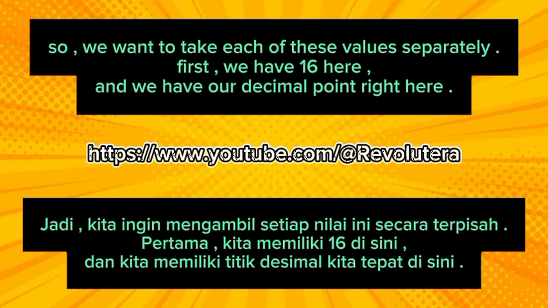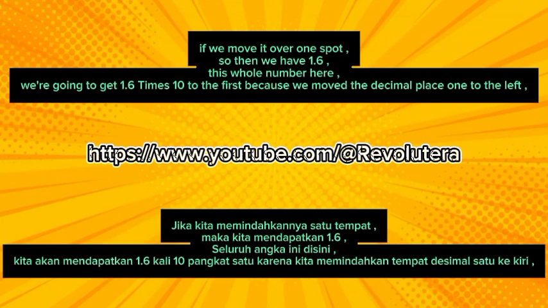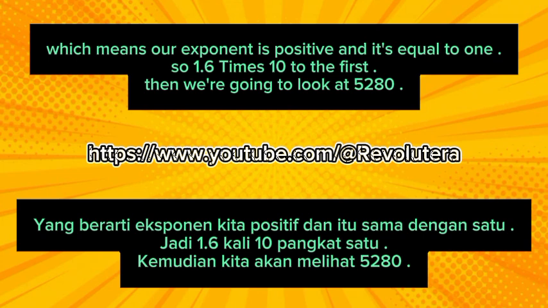So, we want to take each of these values separately. First, we have 16 here, and we have our decimal point right here. If we move it over one spot, then we have 1.6. We are going to get 1.6 times 10 to the first because we moved the decimal place 1 to the left, which means our exponent is positive and it's equal to 1. So 1.6 times 10 to the first.